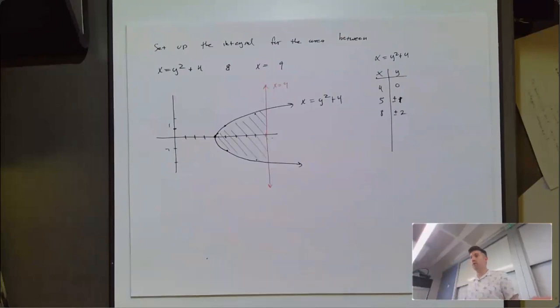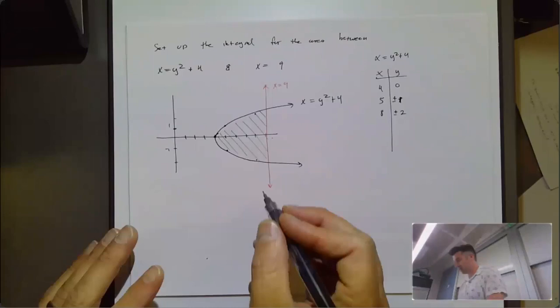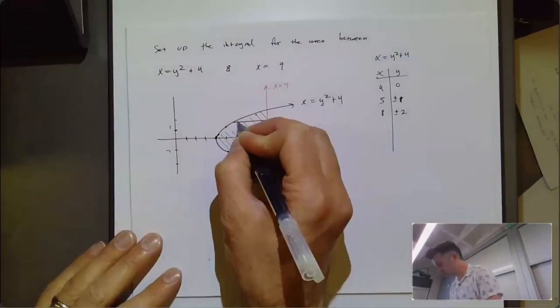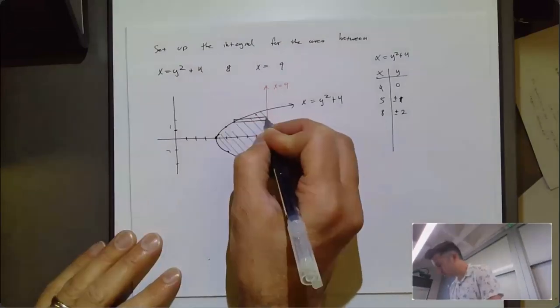There are two ways to do this problem. And I don't know how much you've talked about integrating things using horizontal cross sections versus vertical cross sections, but this one definitely is more easily done using horizontal cross sections because you already have x as a function of y. So I use a horizontal strip or cross section.